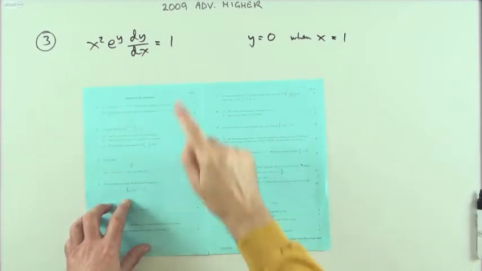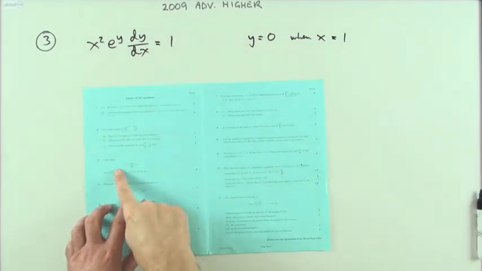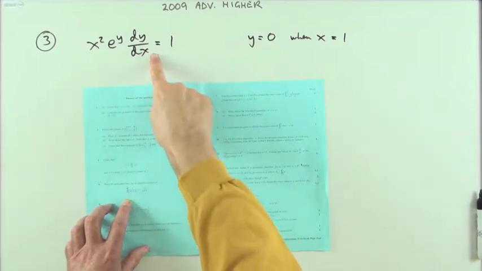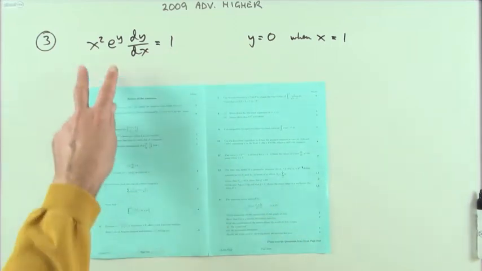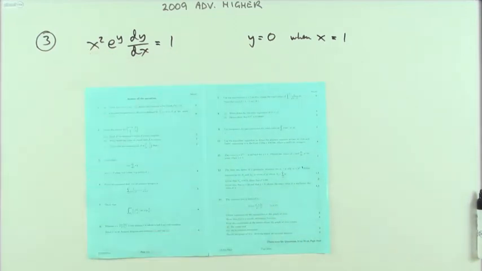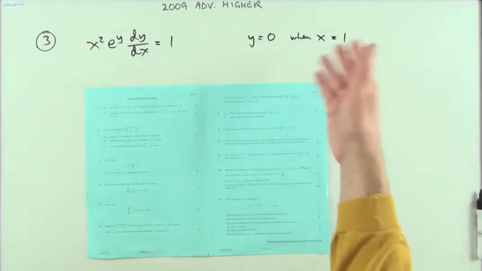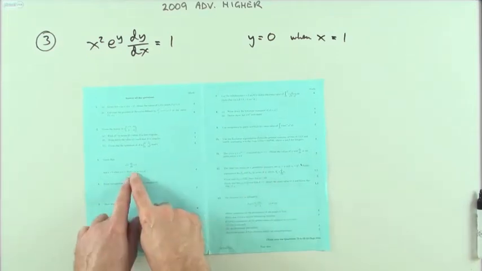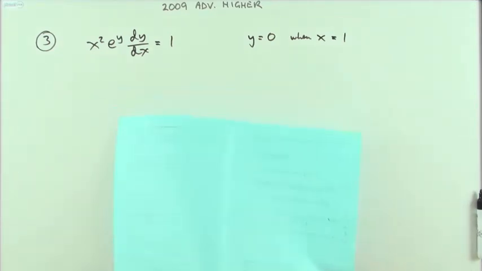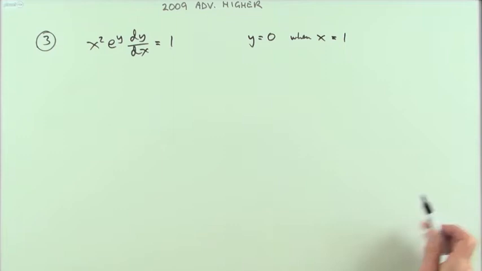So, number 3 then, from the 2009 Advanced Higher, a nice little differential equation, first order differential equation, variables separable as well. A condition for it to satisfy so that I don't have any constants floating about, and indeed that's all it says. Find y in terms of x, 4 marks. That shouldn't be too bad.